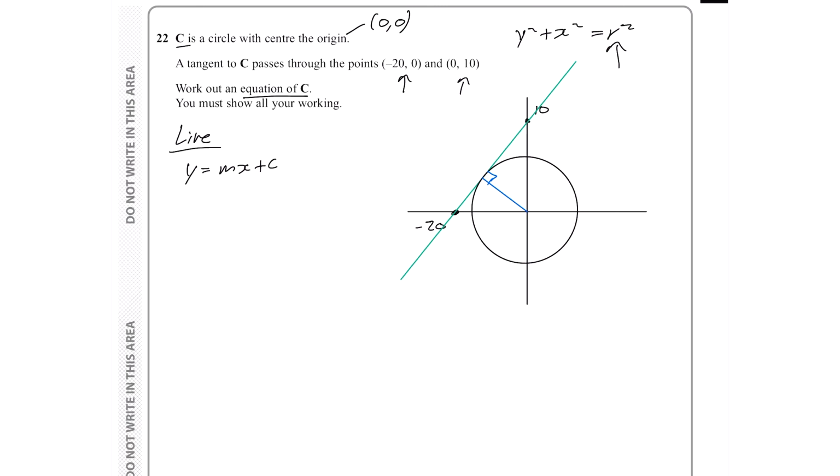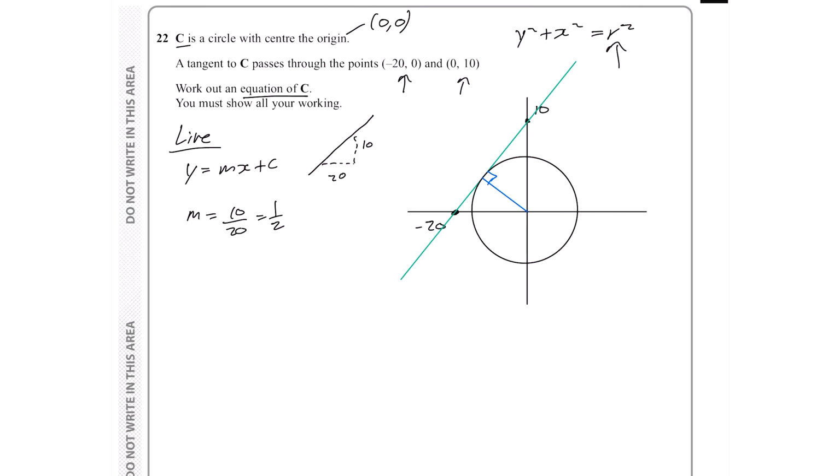So we can start off by finding the equation of this line. We know the 2 points it passes through, and we can use that to find the gradient. So remember, the gradient is just the run and the rise. So we know it goes up by 10. We know it goes across by 20. So that is going to become 10 over 20. So the gradient m is going to be 10 over 20, which is a half. We now have the gradient of that line.